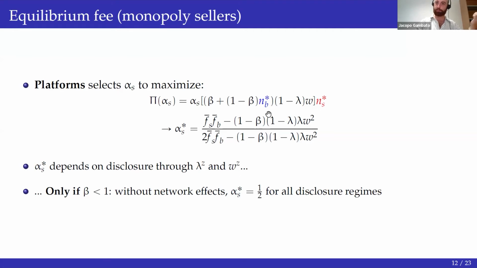As you can see, if beta is 1, this means that there are no network effects in place, because all consumers are eager, so they would always join the platform no matter what. And then the fee converges to 1/2 for all disclosure regimes. The only difference that could arise is how the trade is split and how many gains from trade are actually generated on the platform.